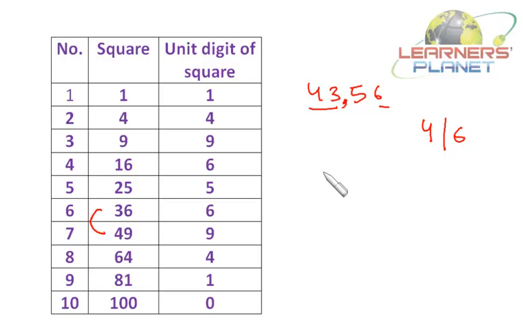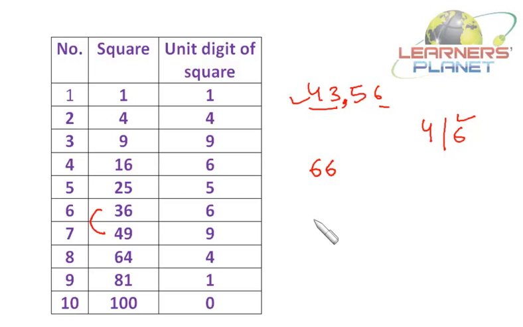So the tens digit will obviously be 6. Now let's multiply 6 by 7, that is 42, and 43 is greater than 42, so we'll be choosing the greater number. So it's 66. So the square root of 4356 is 66.